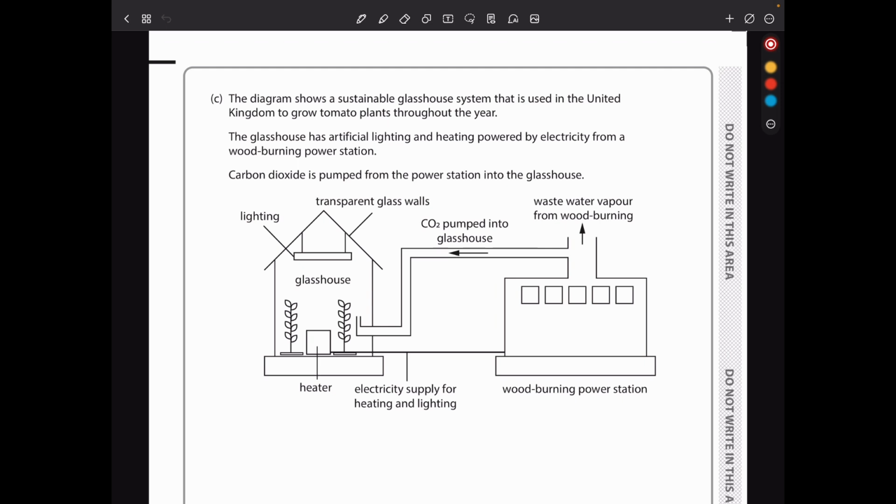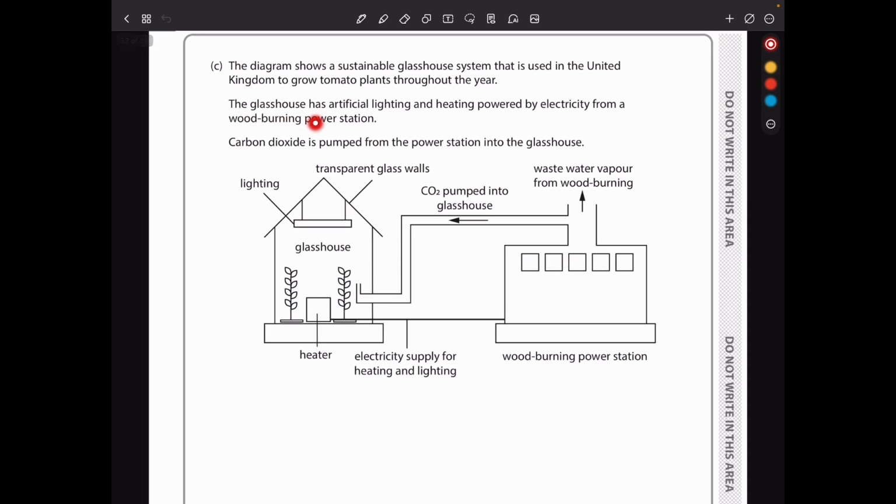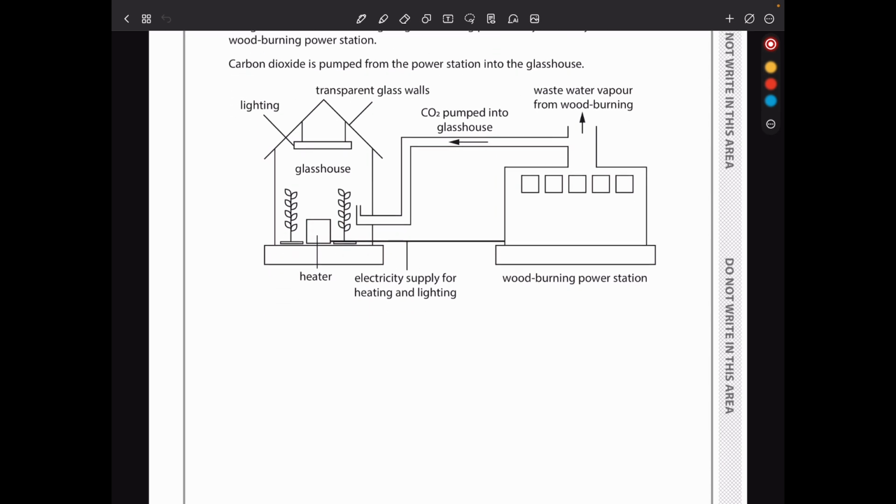In part C, they say the diagram shows a sustainable glass house system that is used in the United Kingdom to grow tomato plants throughout the year. The glass house has artificial lighting and heating powered by electricity from a wood burning power station. So this means the wood can be planted and then burnt, so it can be kind of carbon neutral. Then they say carbon dioxide is pumped from the power station into the glass house. So the CO2 coming out of here is going to be used in photosynthesis. And then the electricity is also going to be used for lighting and for maintaining the temperature.